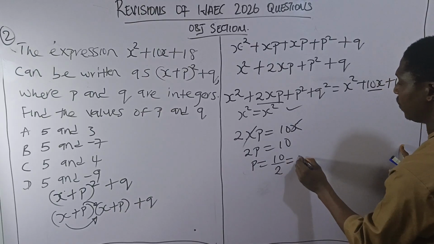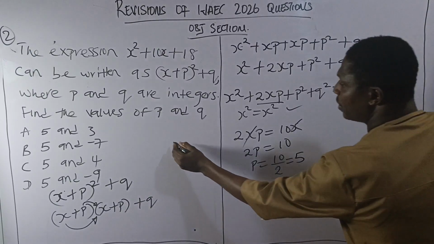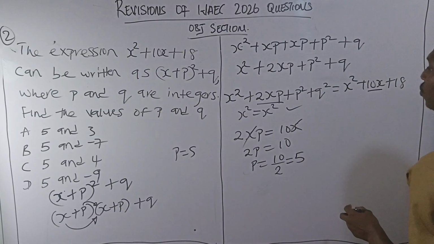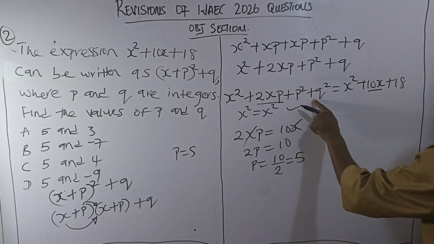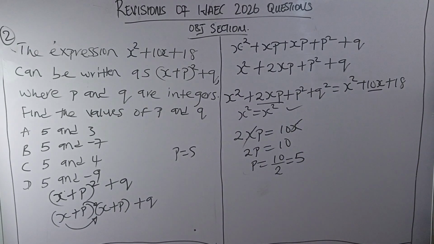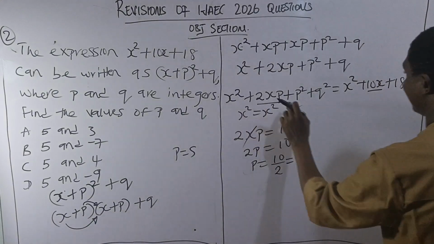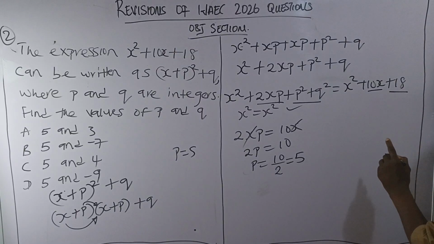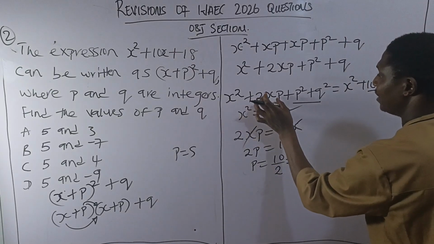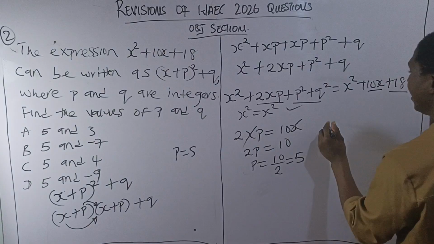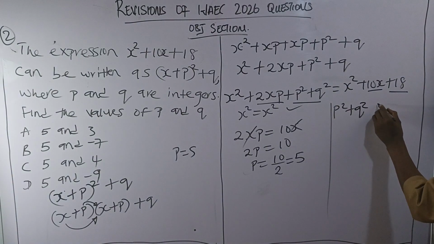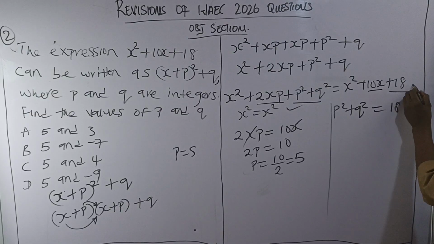10 over 2 gives me 5, so my p is equal to 5. So let's get our q. For our q, you can see that p square plus q square does not carry any alphabet, which is to say it does not carry x. So p square plus q square will be equal to 18, which is a constant. They are constant because they do not carry the leading variable, which is x. So I'll simply have p square plus q square to be equal to my constant 18.